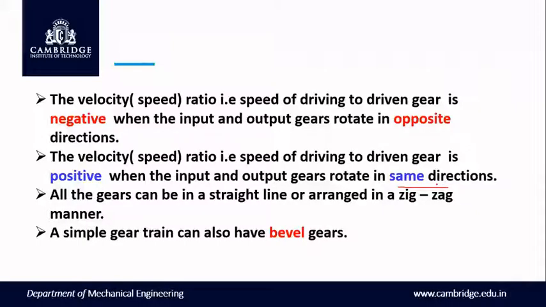All the gears can be in a straight line or in a zigzag manner. Simple gear trains doesn't mean that we have only spur gears. The simple gear train can also have other gears, such as helical gears, also.